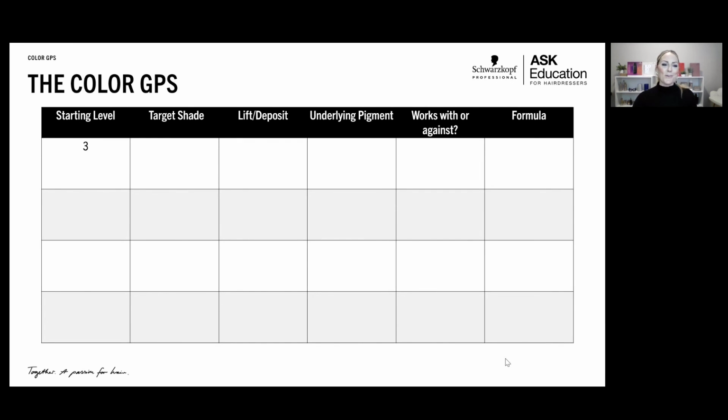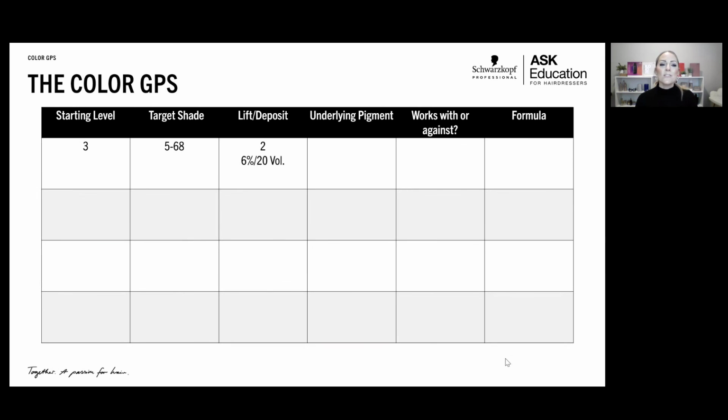So let's go through. For example, number 1, our starting color is a level 3. Our target color is 5-68. So this is a level 5, and it's got a chocolate tone as the majority, with a little bit of red. Okay, so this is a level 5 chocolate red. Now, because I'm going from a 3 to a 5, I'm going 2 levels lighter. So lifting 2 levels, I'm going to use my 6% 20 volume.